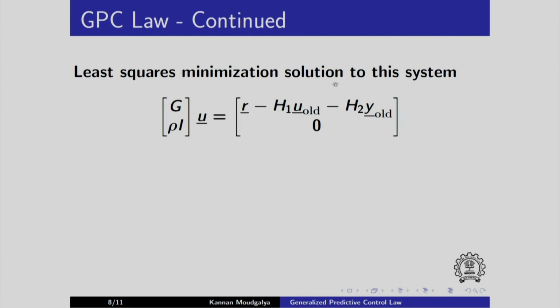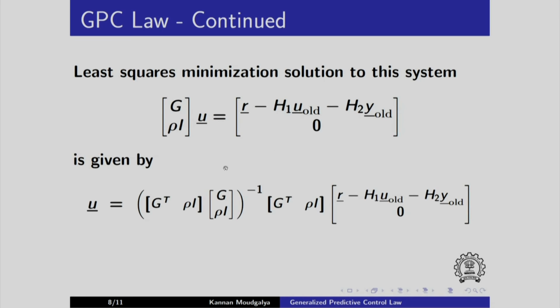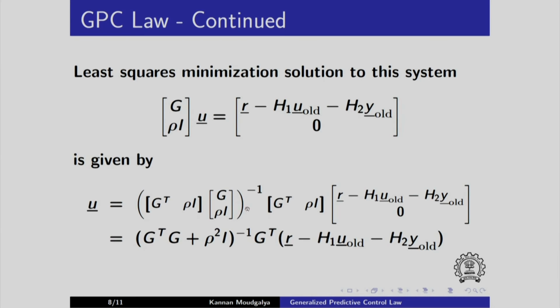The least squares minimization solution to this system is given by the same formula, transpose of this matrix into this matrix, inverse multiplied by transpose of this matrix and this entire right hand side. When I simplify it, I get this, because you can just multiply this out, you get this inverse, you multiply this and this, the second term gets cancelled, so you get GT times this whole thing. So this is the solution that we are looking for.